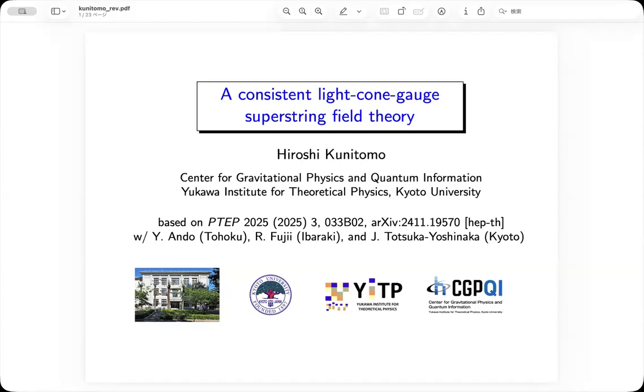Okay, so this time I would like to talk about light cone gauge string field theory and propose a consistent light cone gauge superstring field theory. This is based on a paper in PTEP, in collaboration with Ando-san, Fujii-san, and Totsuka-san.